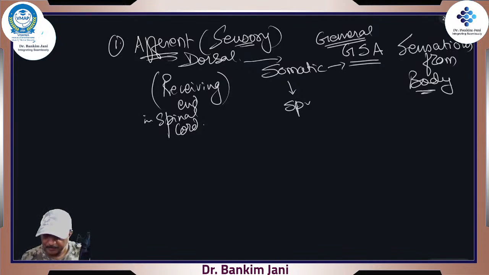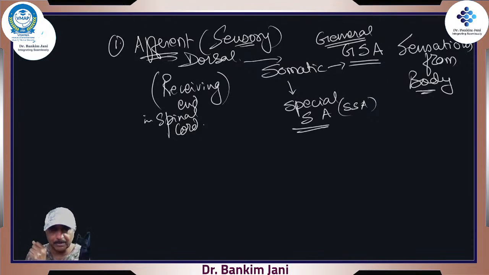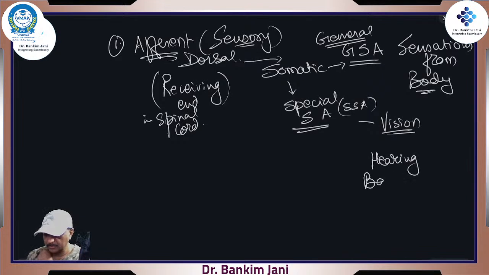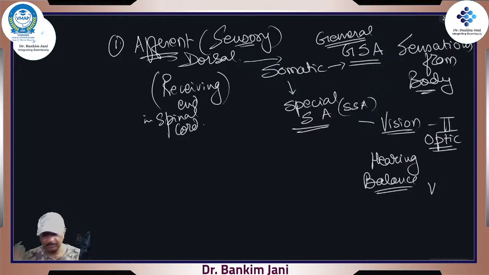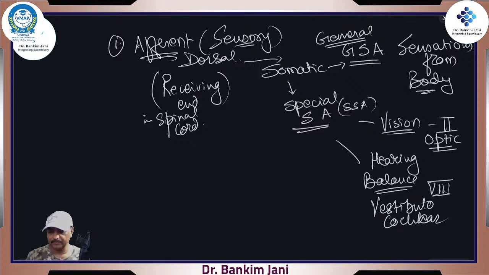When we say special somatic afferent, right? Now this special somatic afferent has to be from someone very special, that is where we are getting those impulses. So we get our impulse from two: one, vision, eyes, and second, hearing, balance. And we have special cranial nerves for that. So for vision, olfactory is first, optic is the second, so this one is cranial nerve number two, that is optic. And this one would be for hearing and balance, so it was number eight, the vestibulocochlear nerve. So they are part of special somatic afferent.